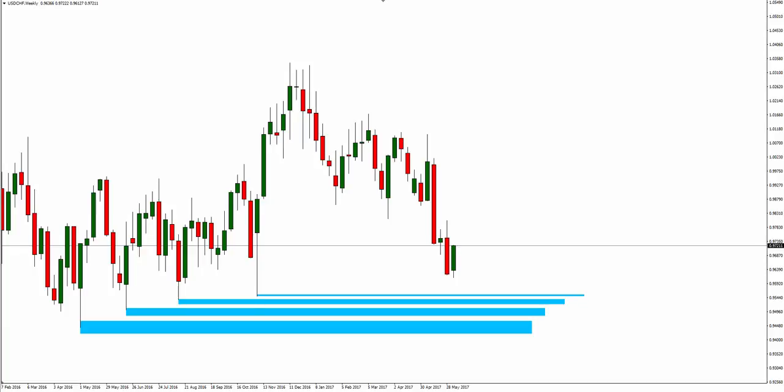Today's date is Friday the 9th of June 2017, and I'd like to bring your attention to this chart of the dollar Swiss weekly chart. I'm just going to highlight this area of support, and then this next area and this next area. What we've got is a big build-up of support in this area.